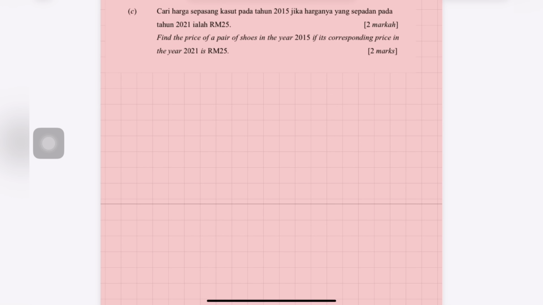C. Find the price of a pair of shoes in the year 2015 if its corresponding price in the year 2021 is RM25. Okay, so corresponding price, kita guna formula of price index. Okay, so just now I bar dia dah bagi 2021 base 15 equals to 134.5. Okay, so kita boleh menyamakan formula composite index dengan formula price index. So price 21 over price 15 times 100 equals to 134.5.